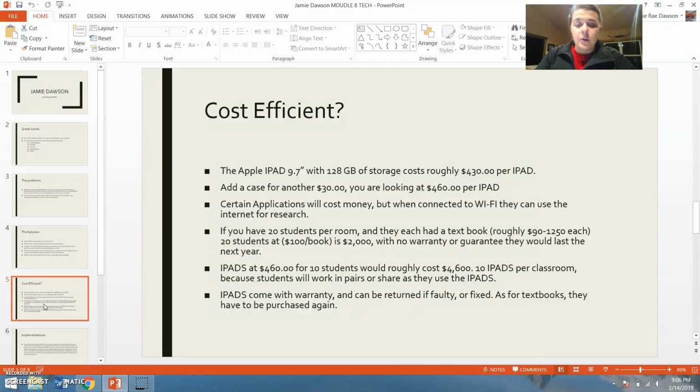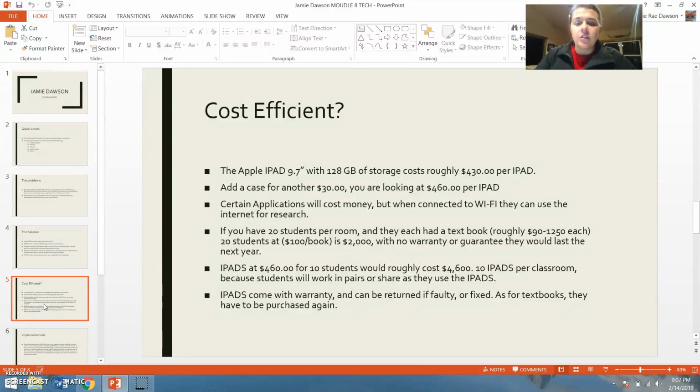If you have 20 students per room, and they each had a textbook, roughly anywhere from $90 to $125 each. At 20 students, just say for $100 a textbook, just say that's $2,000. With no warranty or guarantee, they would last for the next year. So then that's a book that you're constantly going to have to replace because you are not sure that it will be able to be fixed or replaced. Sometimes tape won't do it. Sometimes glue won't hold it. So that's just something to keep in mind.